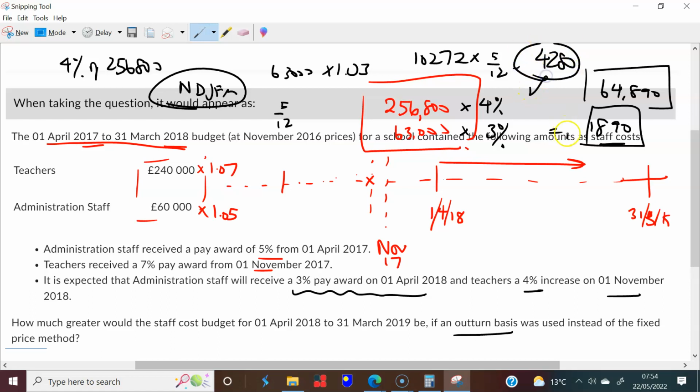So these are the two changes, the 4,280 and the 1,890, which will take us to a total. 4,280 plus 1,890 takes us to 6,170. So that's your change, 6,170 for that answer. Cool, great stuff.